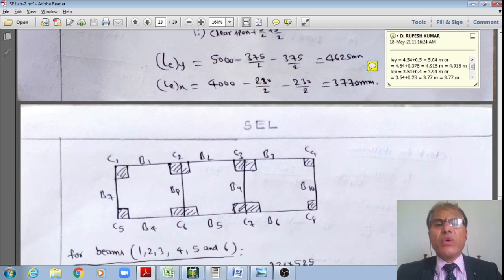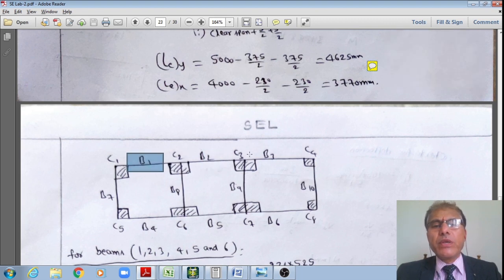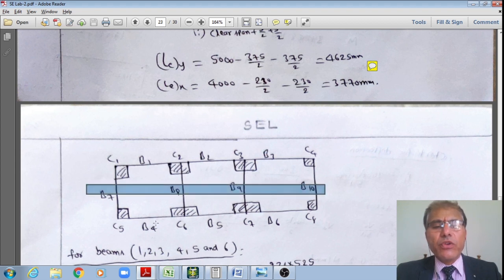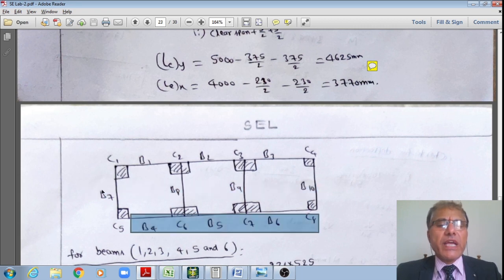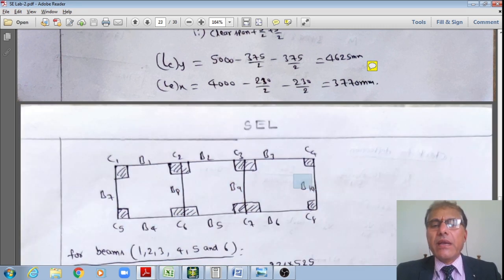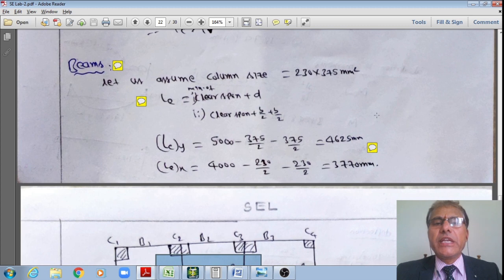What is the effective length of these beams, B1, B2, B3, B4, B5, B6, B7, B8, B9, B10? B1, B2, B3 is a continuous beam, whereas B4, B5, B6 is also a 3-span continuous beam, whereas B7 and B10 are the exterior beams, whereas B8, B9 are interior beams.